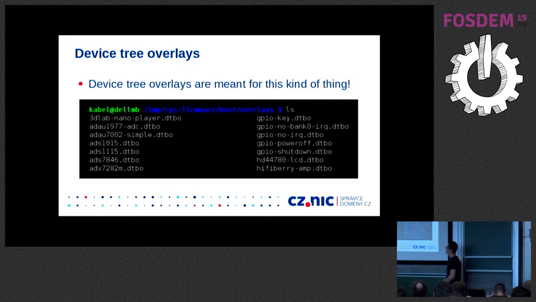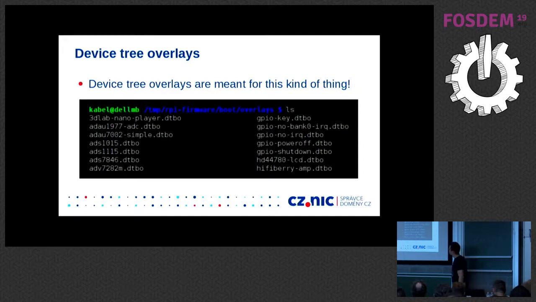Normally, for this kind of thing, there are device tree overlays. Device tree overlays are a special kind of device tree binaries, which the bootloader can overlay over a normal device tree, and it will somehow change the original device tree binary. It will, for example, add some devices or create some edges in the device tree so that the kernel will know that something is additionally connected.